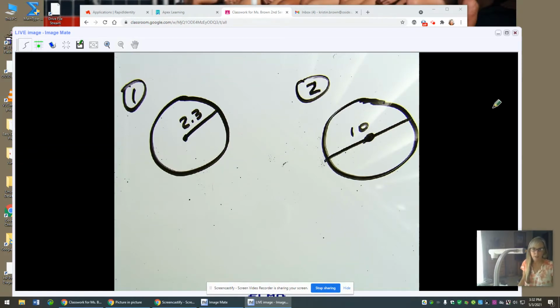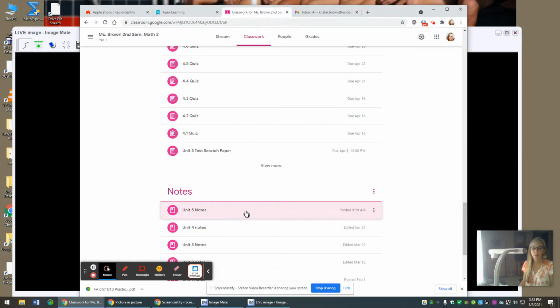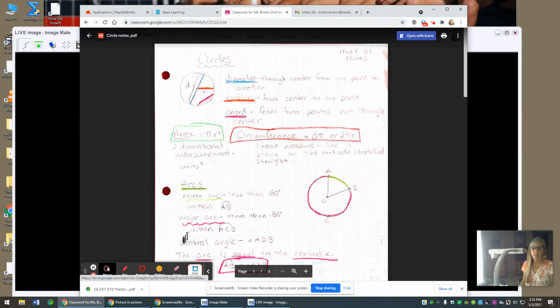Okay, today we are on circles. We're doing 5.2. And our warm up is to find the circumference of the circles. So if you don't remember circumference formulas, you can go to our notes in Google Classroom. Bunch of circle stuff. We did some of this yesterday.